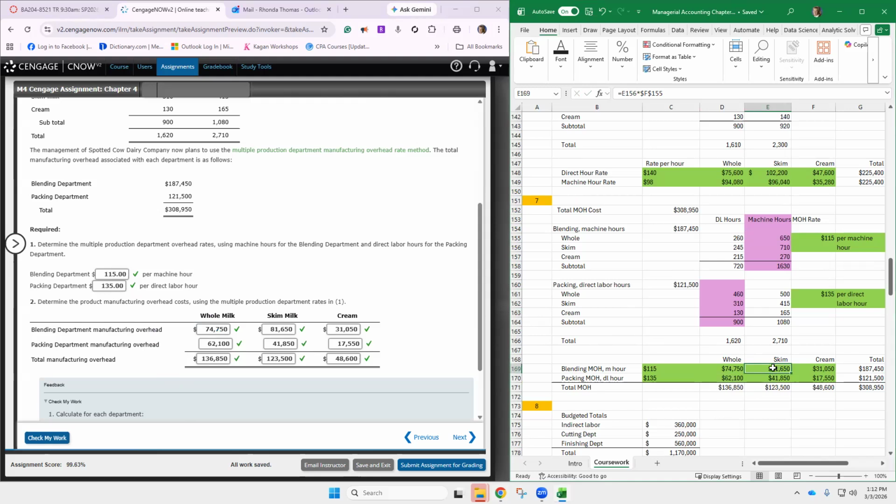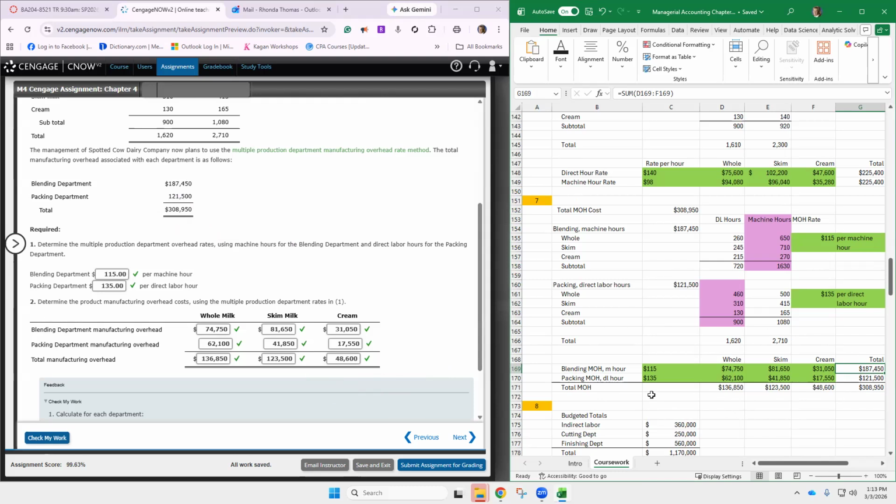We want machine hours. For skim, 710 machine hours times $115 each. And then finally, cream. Blending is 270 machine hours times $115. So when you come up with these three numbers, guess what they add up to? They should have put a total here. It has to add up to 187,450, or something's wrong. So this is a nice check figure to double check. Oh yeah, I got everything and I got it right.